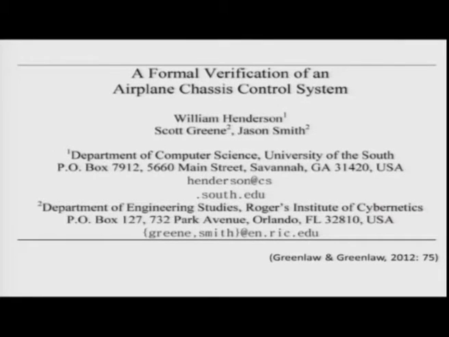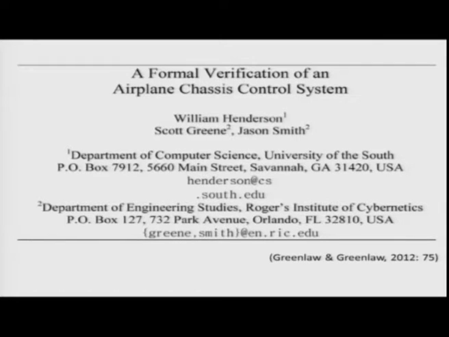Now, let us look at an example. So, this is from Green Law and Green Law 2012. This example, if you look at it, has the title of the article, a formal verification of an airplane chassis control system. Then names of authors are listed. There are 3 authors here. Then you see superscript. So, what does it mean? It gives details about the institute affiliations.